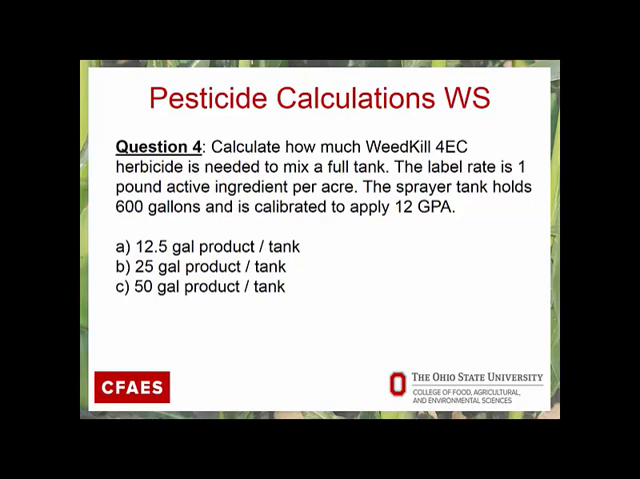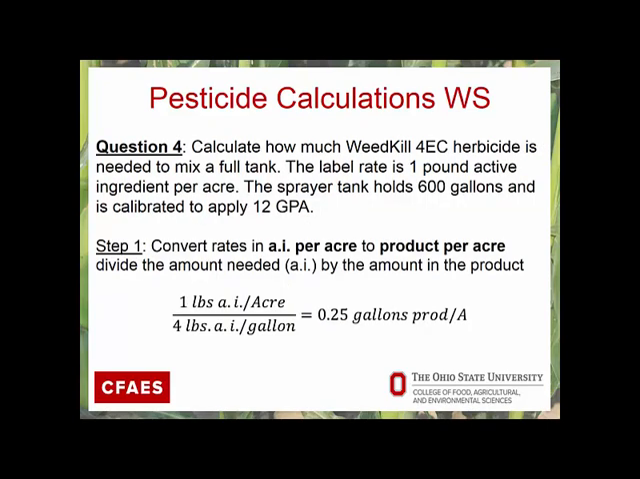Question number 4 is similar to the last problem, except that the labeled rates are given in pounds of active ingredient per acre. In order to convert that to product, you will have to know how much of the active ingredient is in the product. So what it tells you is that it is a 4-EC herbicide, and you have to know in order to solve this problem that that means 4 pounds product per gallon. So now let's solve this problem.